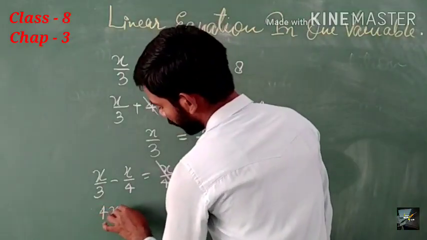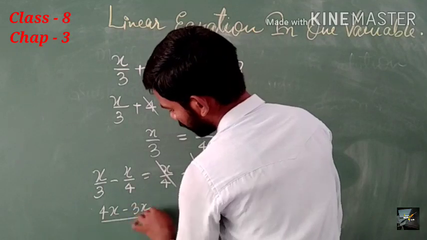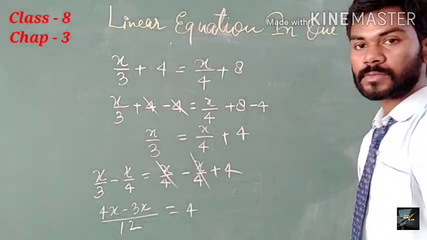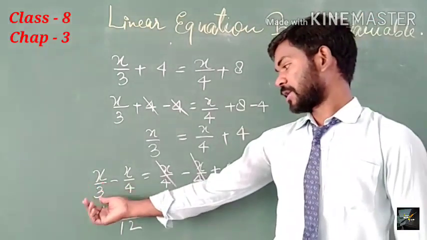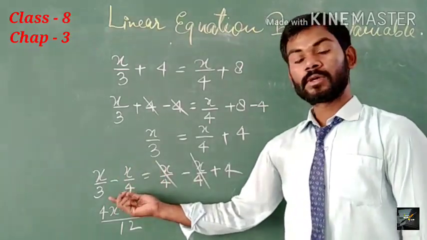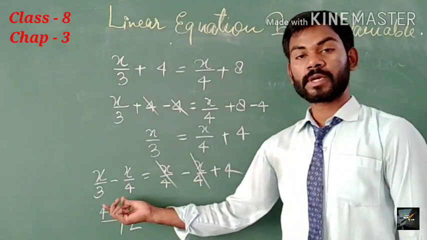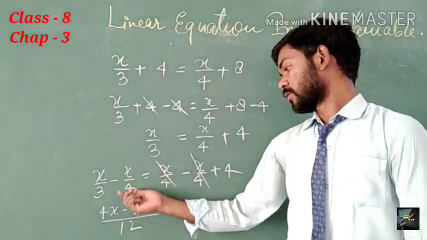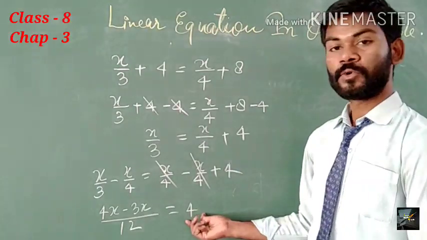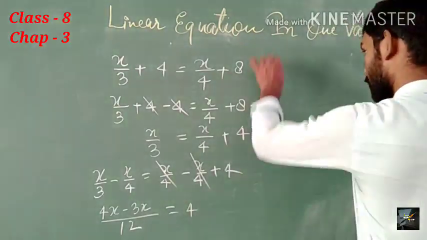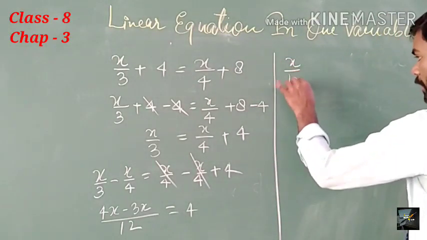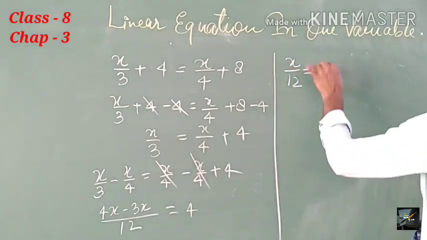4x minus 3x upon 12 is equal to 4. Okay, x upon 3 minus x upon 4 are two fractions which are to be subtracted. So here I have done, and in the right hand side 4 remains. Now solve it, so we get x by 12 equal to 4.